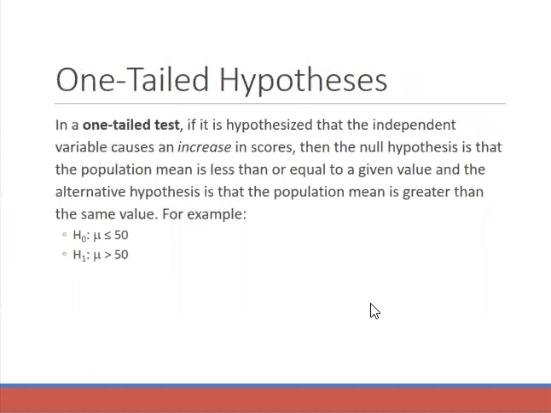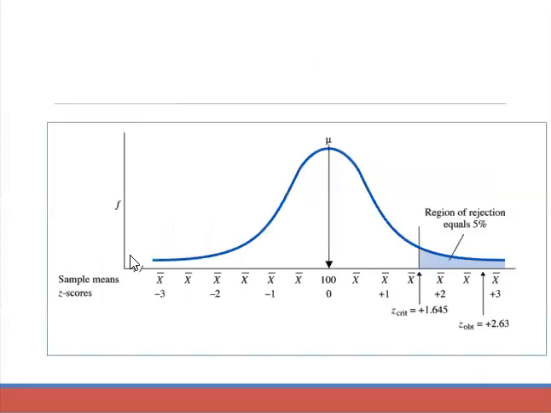So in one-tailed tests, it's hypothesized that the independent variable increases the scores. Then the null hypothesis is that the sample mean is less than or equal to the population mean. The alternative hypothesis is that the population mean is greater than that same value, or that our sample mean will be greater than that value, but it will come from a different population.